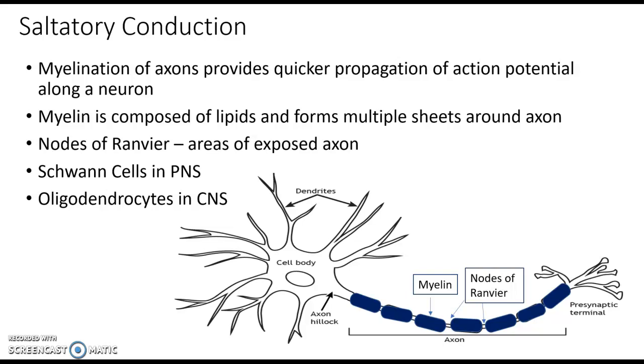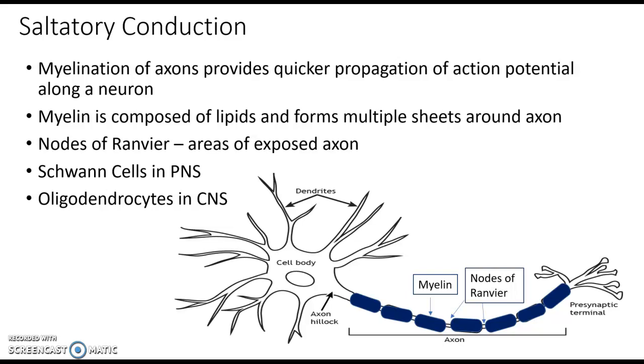In the peripheral nervous system, we see Schwann cells, which is what is shown in the typical neuron drawing on this slide. They almost look like little bubbles of myelin. And then you have the nodes of Ranvier in between those myelin Schwann cells. Those are little areas of exposed axon that we'll talk about in just a minute. But I also want to note that the oligodendrocytes are where we see this myelination in the central nervous system.